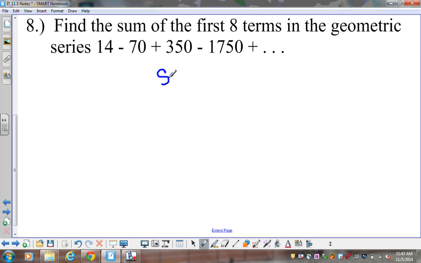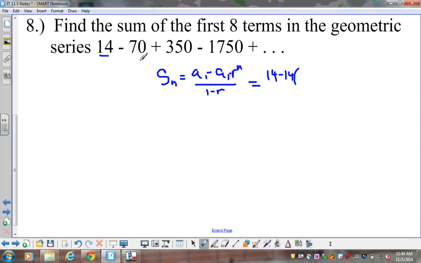Let's write out my equation so I've got it to look at. The sum of my first n terms is my first term minus my first term times my common ratio raised to the nth power, over 1 minus my common ratio. Let's fill in the pieces we know, and I might have to go find something. I'm looking for the sum of the first 8 terms. So I know my first term is going to be 14, minus my first term times.